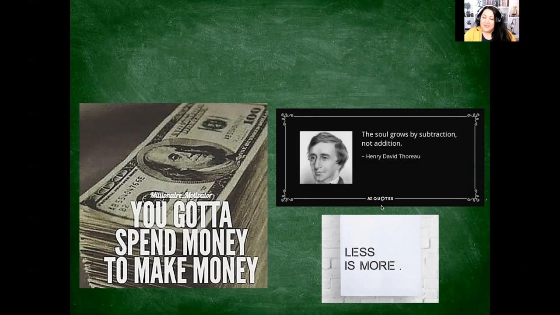Okay. You got to spend money to make money. The soul grows by subtraction, not addition. Less is more. Interesting. All of these statements seem to contradict themselves. How is less more? Okay. Can you think of any ways that less is more? Think about it. All right.